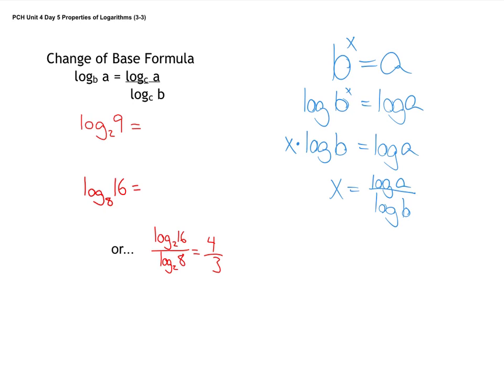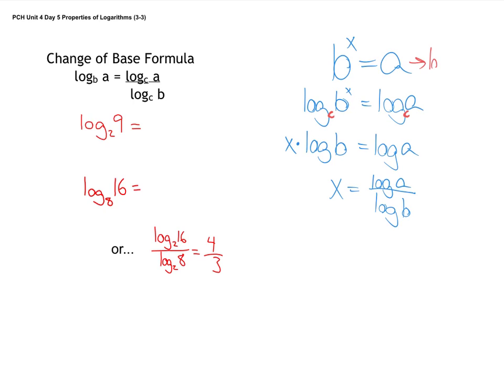Now, Katie chose to use what as the base of her log? 10. Could I have used the natural log? Sure. Could I have used a log base 3 if I wanted? Yeah. The fact of the matter is, we can use any base we want as long as we are doing the same base on both sides. An alternative way of solving this equation would have been to do this.